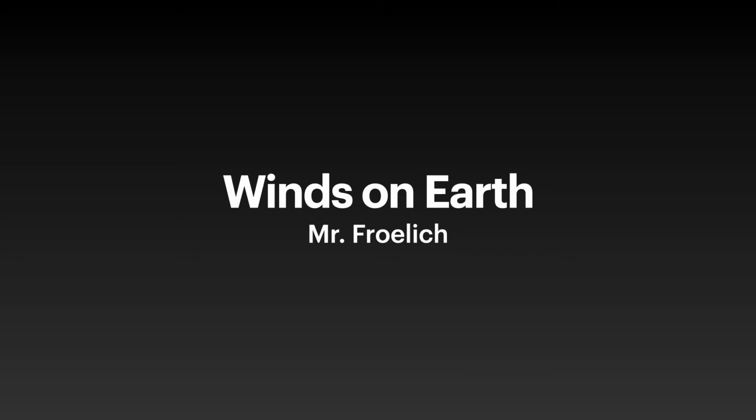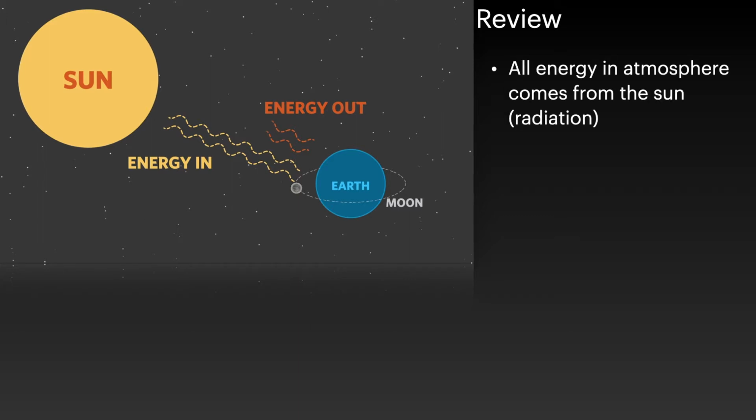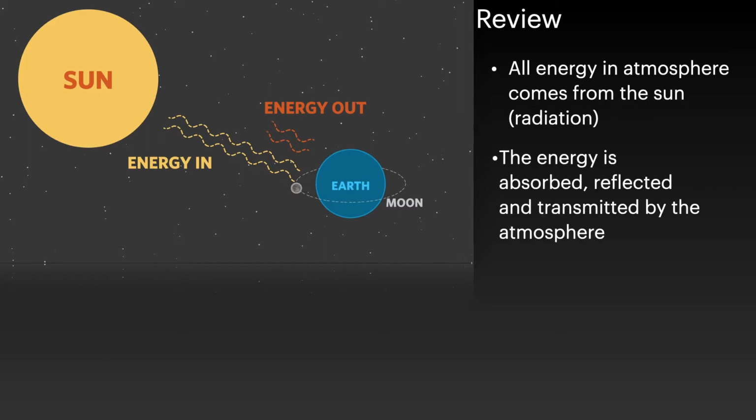This screencast will be going through the basics of wind on the planet Earth. Now, in order to understand how wind on the planet Earth behaves, we need to remember that all of the energy in the atmosphere is coming from the sun in the form of radiation. As that light and heat is entering the atmosphere, it's going to do different things, just like the arrows in the energy budget diagram from last week were trying to show.